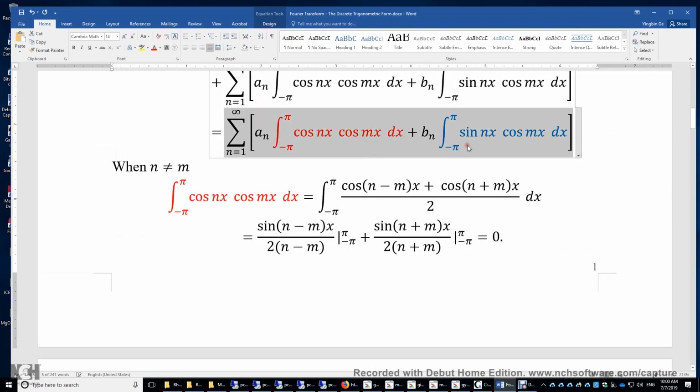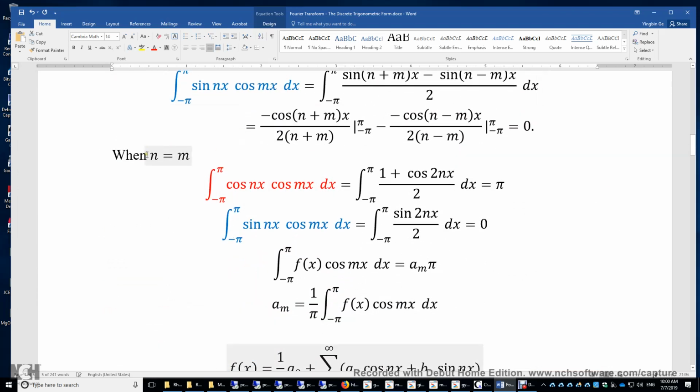Therefore, this entire infinite series is reduced to only two possibly non-zero terms, which is a sub m times the integral of cosine mx squared, and this is b sub n times cosine mx times sine mx. All right, let's look at this. When n is equal to m, we can have this term expressed as cosine mx squared, and then we can integrate this, we get pi, and we can also integrate this sine nx cosine nx, which is just sine 2nx over 2.